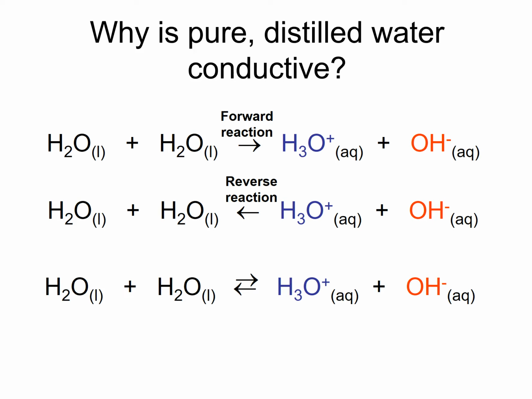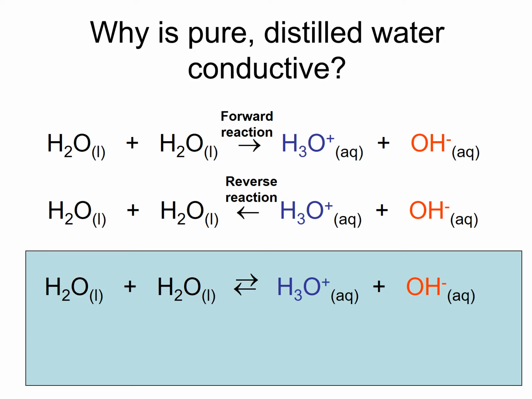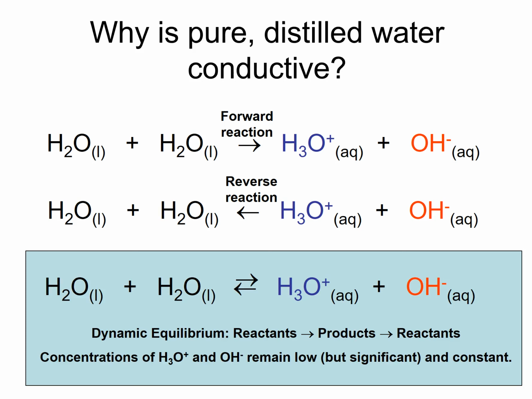We frequently notate this, as I've shown you here in this third reaction, where we include both an arrow for the forward reaction and an arrow for the reverse reaction, both at the same time in the same chemical reaction. This is something that we call dynamic equilibrium. You might think that the ions never really have a chance to build up in concentration to levels large enough to make the water conductive. But the truth is that they do.